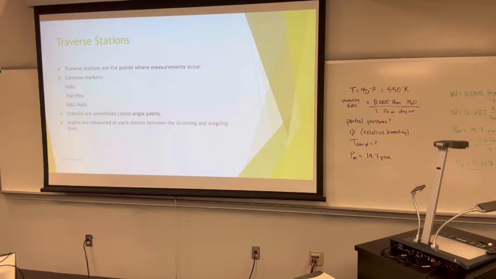Traverse stations, these are the points that the measurements occur. Some of the common markers would be used as hubs, which is basically a 2 inch by 2 inch by either like a 12 or a 18-inch long wood stake. Iron pins, mag nails. The iron pin, particularly in Ohio, what is going to be most commonly used would be a piece of rebar, 5/8 inch diameter, 30 inches long.